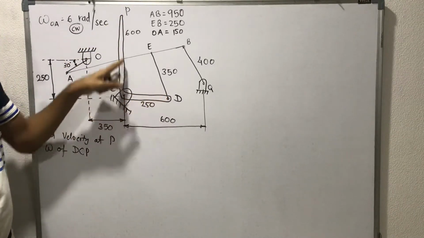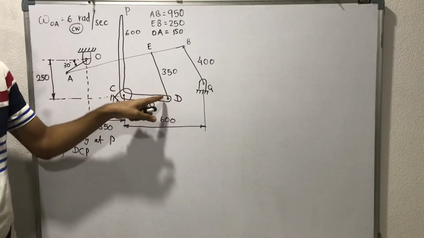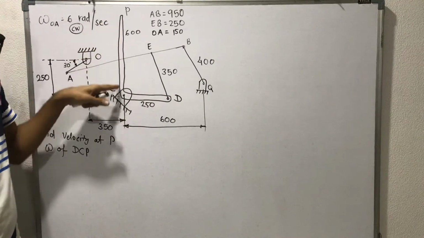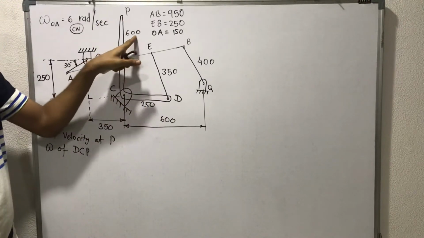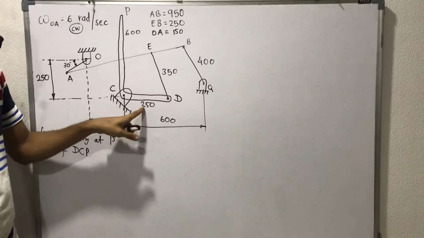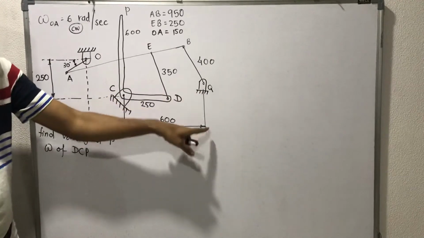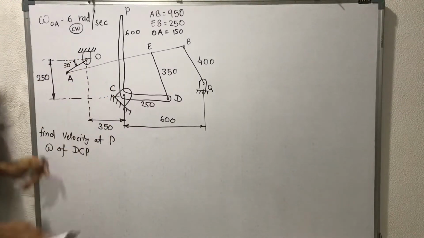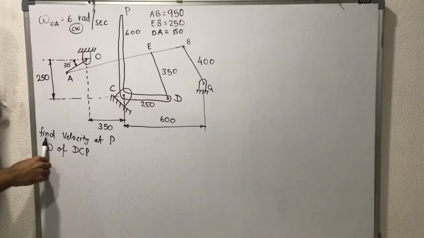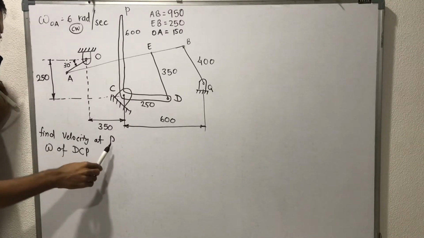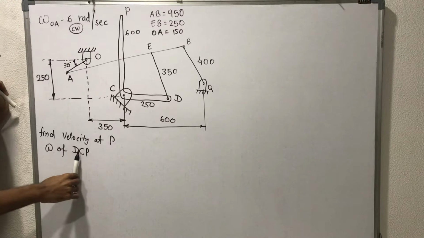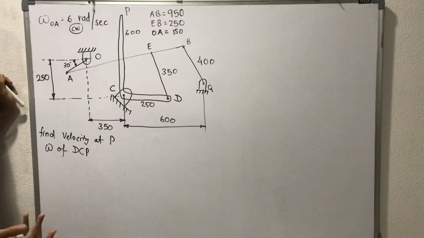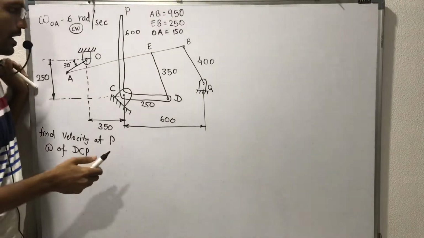PCD, here it is PCD, that is a triangular link. Actually, in this mechanism, it works as a bell crank lever, an L-shaped lever, bell crank. C to P distance is 600, C to D distance is 250. C to Q horizontal distance is 600 and ultimately C to O is 350. Our question is to find velocity at point P and angular velocity of DCP, the bell crank lever. That is our question. So before that, let us start to draw the velocity diagram.